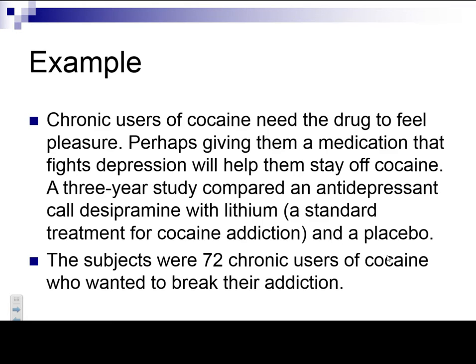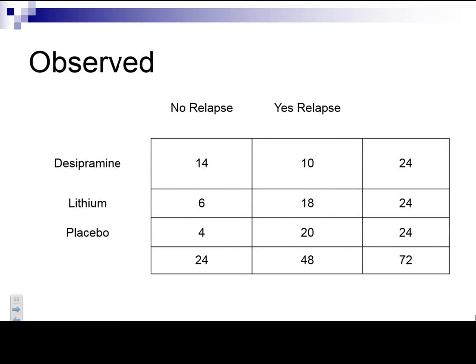So they had 3 treatments: the antidepressant desipramine, lithium, and placebo. There were 72 subjects who were chronic users who wanted to break their addiction. After the treatment was given, this is what they observed. A placebo would be like a sugar pill, though it doesn't have to be. I think they even stopped doing sugar pills because even sugar can have some effect, especially for diabetics.